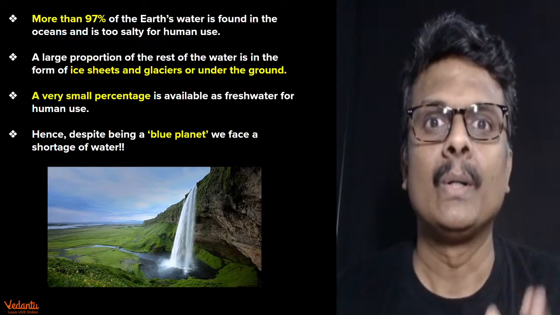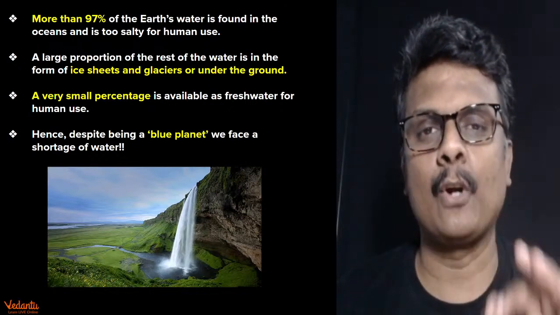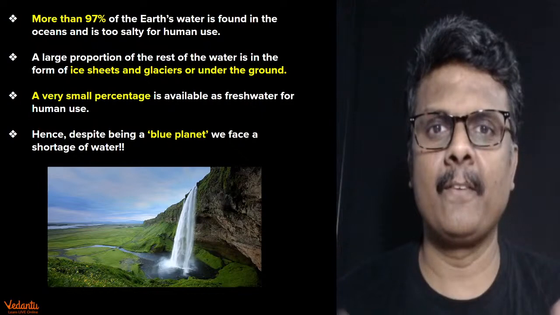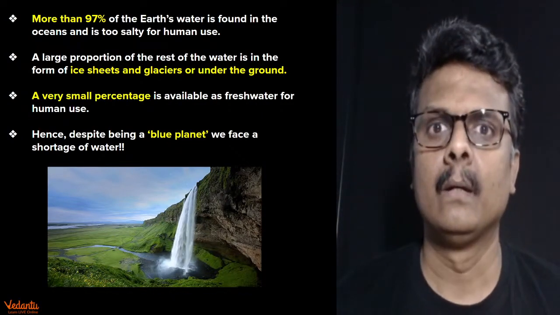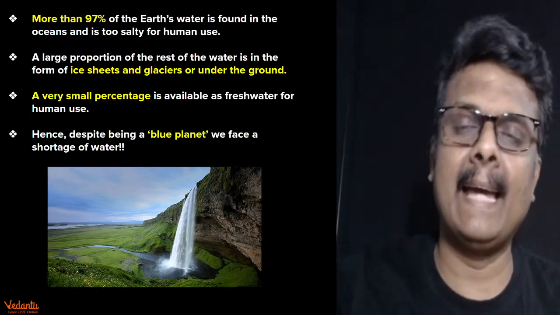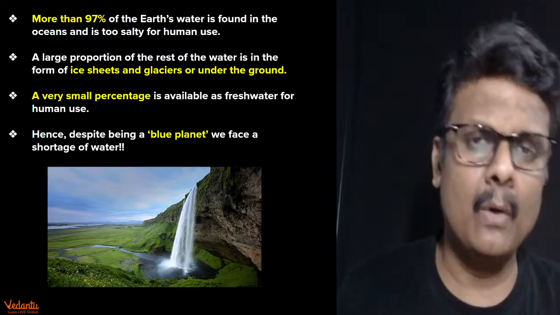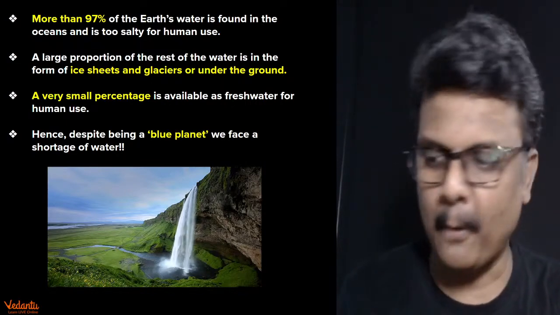So despite Earth being a blue planet, we still have a shortage of water. Is it not? There is a water crisis everywhere. Scarcity of water in so many places. Why? Earth is a blue planet. The problem is that 97%, more than that, is unusable because it's in the ocean or in glaciers, underground, etc. I hope everyone got this point.